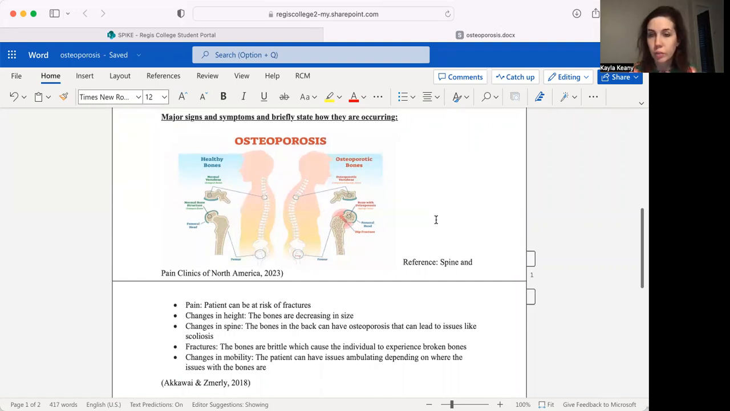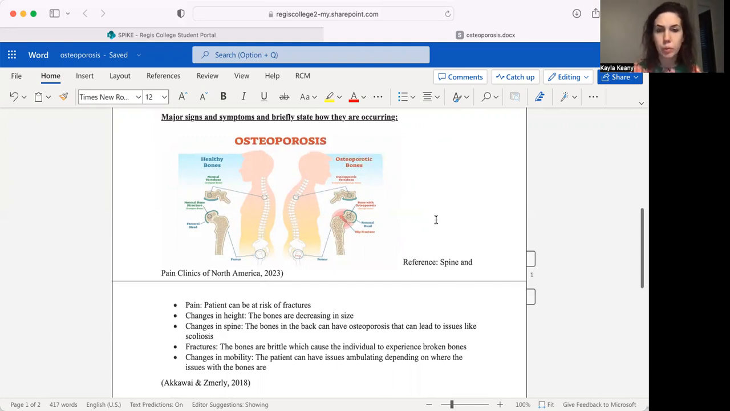The patient could be at risk for fractures. If they had a fall and fractured their leg, now they're in a lot of pain. Changes in height: the bones are decreasing in size. I see this all the time. I always ask my patients, "Oh, how tall are you?" And they're like, "Oh, I used to be 6 feet, but now I'm 5'9" or 5'10".